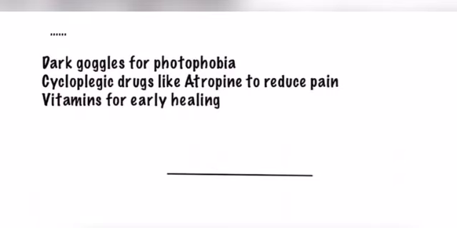And next, according to the symptoms of the patient, the doctor can also help him get an easy recovery. That's by prescribing dark goggles if he has any photophobia, and cycloplegic drugs like atropine to reduce the pain caused by the ulcer, and vitamins like vitamin A, B or C for the early healing of the ulcer. So these are some other general measures that he can prescribe to the patients other than the drugs he has already prescribed.